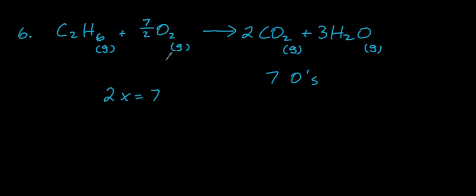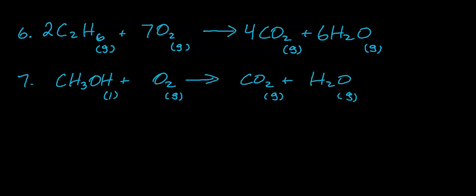Now, what did I say before? Can we leave a fraction coefficient? Nope, we need whole number coefficients. So we can temporarily have this fraction, but we need to get rid of it. So let's go ahead and take everything in this equation and multiply by 2. So we get 2, 7, 4, 6 for our coefficients. Let's try one more. I'll give you a tough one to try on your own.